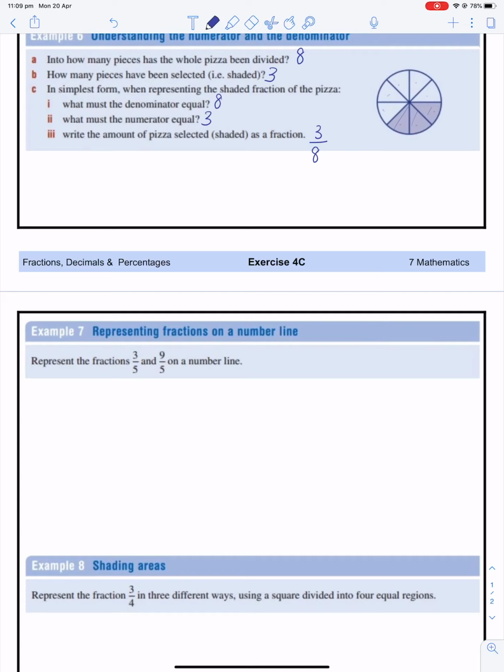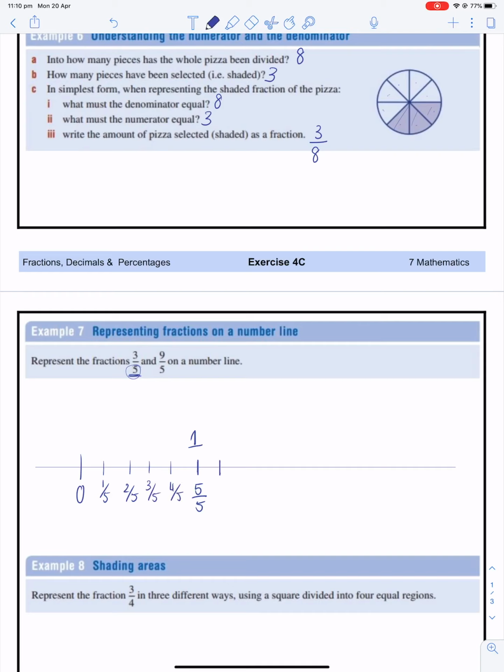Okay? Alright, next question says, represent the fractions 3 over 5 and 9 over 5 on a number line. Okay, so starting off with a line. We don't have any negatives, so we can just worry about starting at 0. So I'm going to start at 0 here. Now, because the denominator is 5, I know that my whole numbers have been cut into 5 portions. So 1, 2, 3, 4, and then they're obviously meant to be evenly spaced. This would be 5 over 5, which is 1. Okay, meaning that this is 1 over 5, 2 over 5, 3 over 5, 4 over 5.